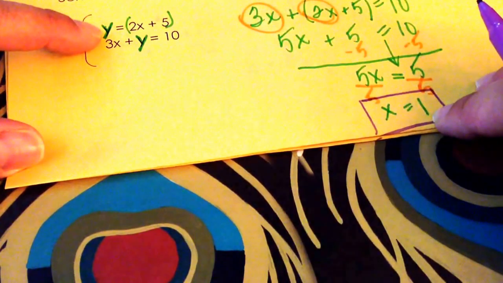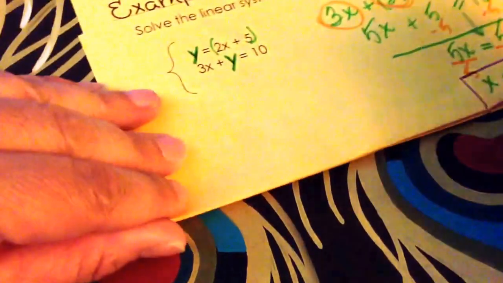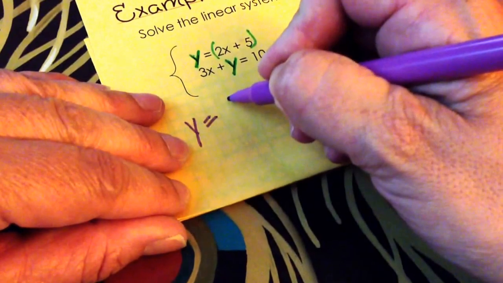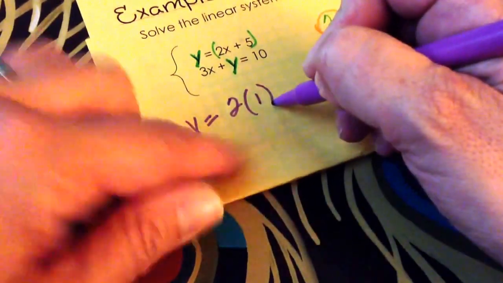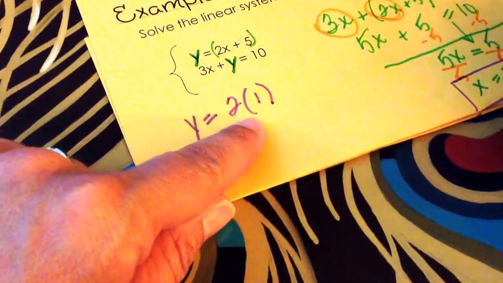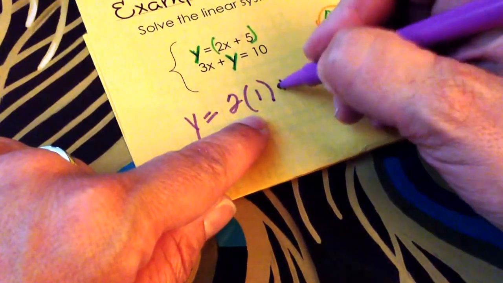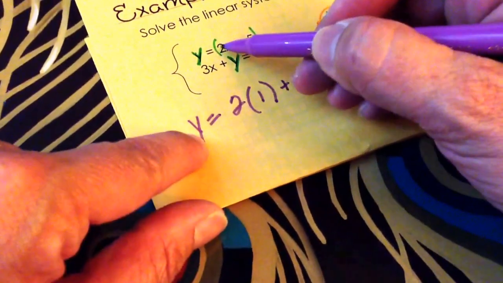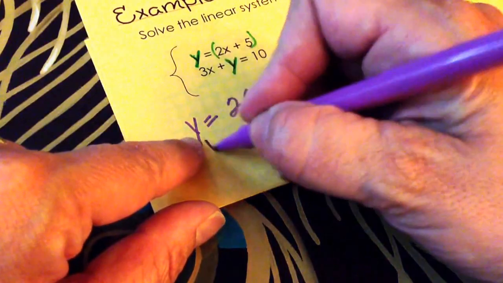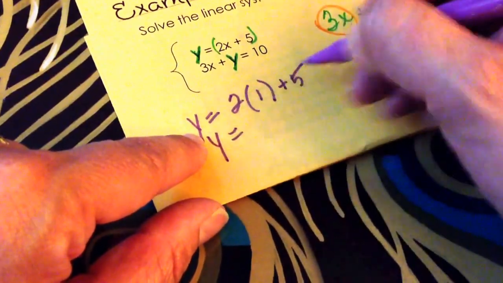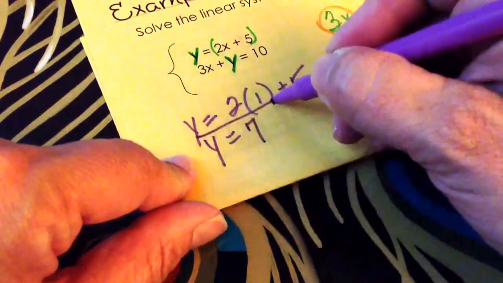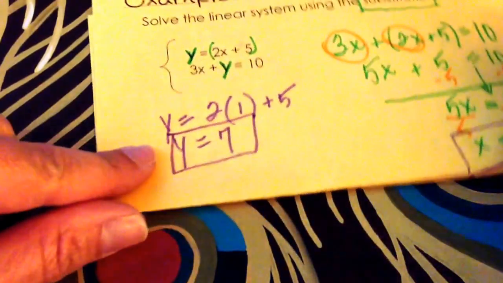If I know that x is 1, might as well use the first one. My question is, what's y then? So now I'm going to go over, did this first, found x is 1. Now I'm going to say, well, y is 2 times x plus 5. So y must be 2 plus 5, is 7. Y must be 7. Let me check to see if that's actually true.